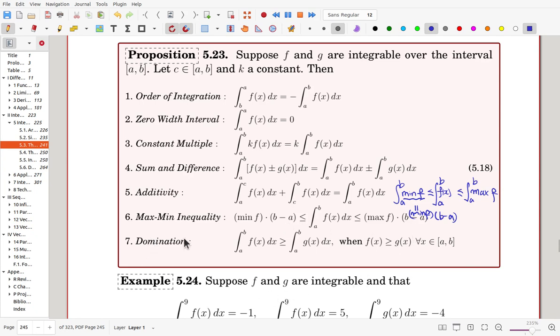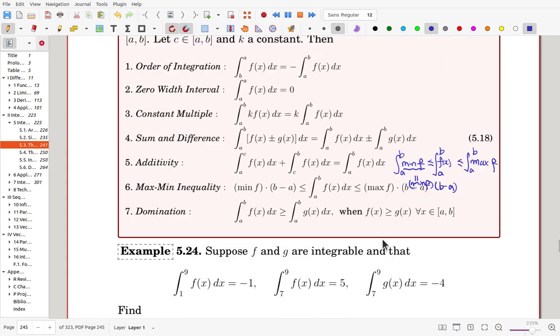Now, the domination property: when f of x is larger than or equal to g of x for every point, then their Riemann sums should satisfy this inequality, so eventually in the limit we have that inequality. Right?